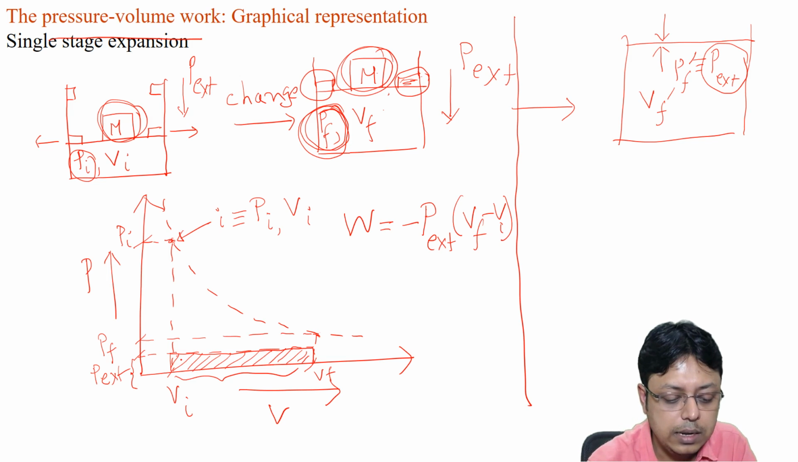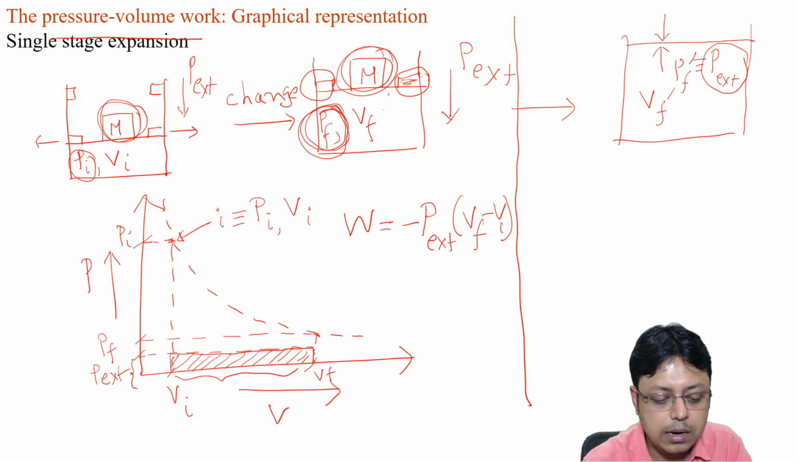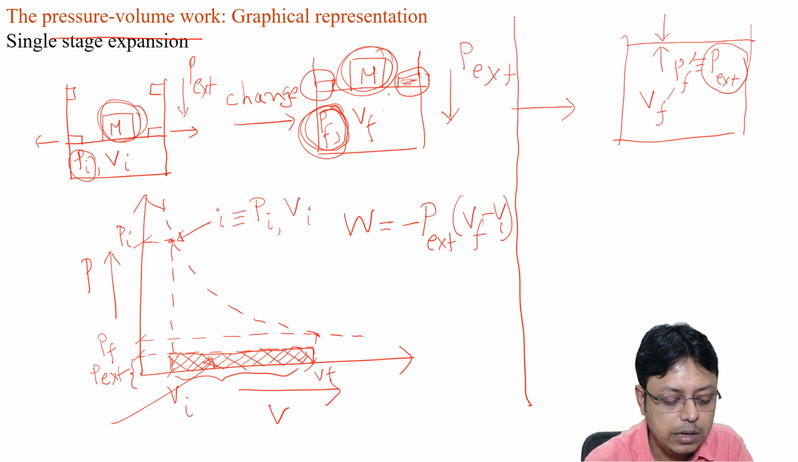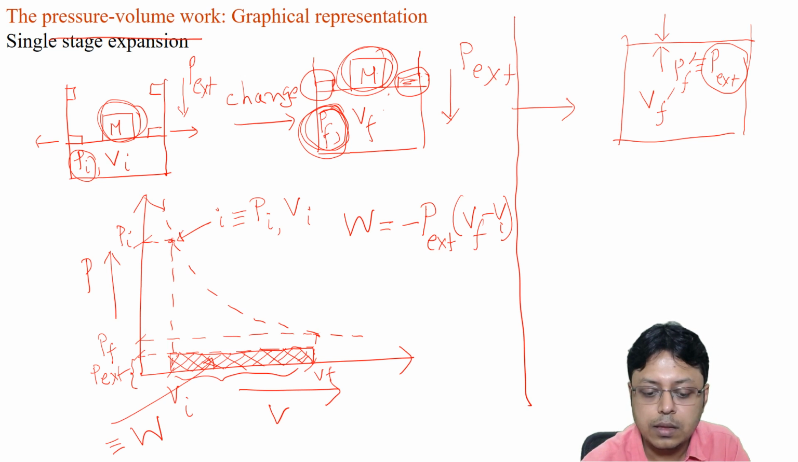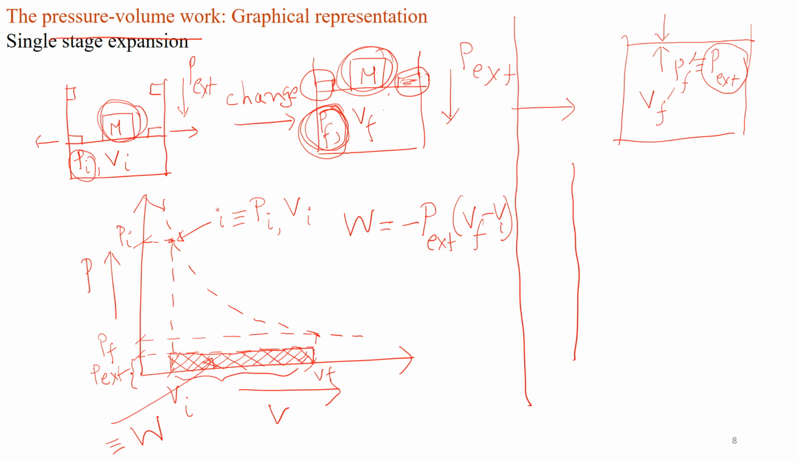So the work done in this case is nothing but the area under this region which I have shaded. So this area is nothing but equivalent to the work done in the process. Now imagine another case where we let the system evolve until the pressure becomes equal to the external pressure.